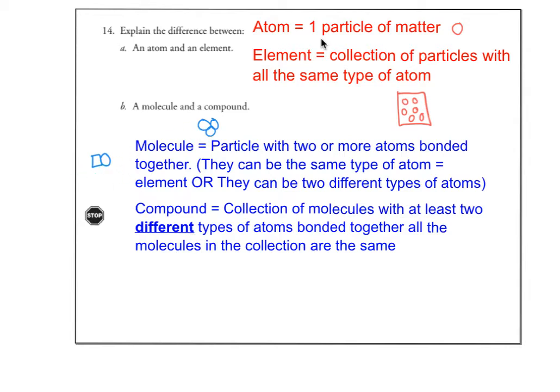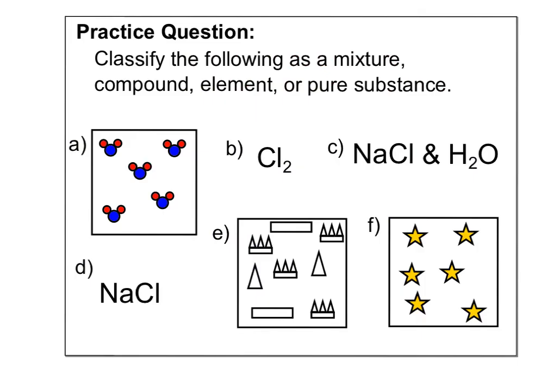A compound is a collection of molecules. And in particular, those molecules have to be made up of different types of atoms. Otherwise, it's an element. So like this is also an element. This is a compound because we have the square and the round ones. So hopefully that helps. All right, I want you to try this practice problem.